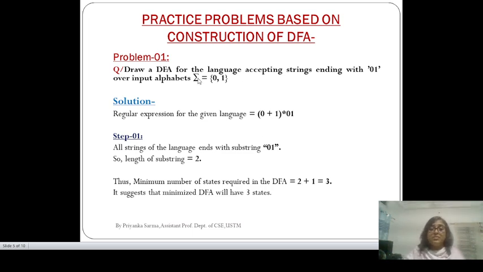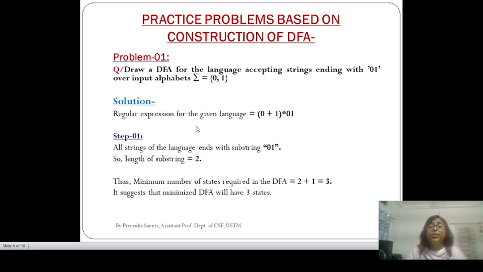Now here in the solution, a regular expression is also given. Now what is a regular expression? A regular expression is basically a collection of strings, and it helps to design a particular language. In this case it helps to design a regular language, which can be accepted by a regular grammar or by a deterministic finite automata machine.